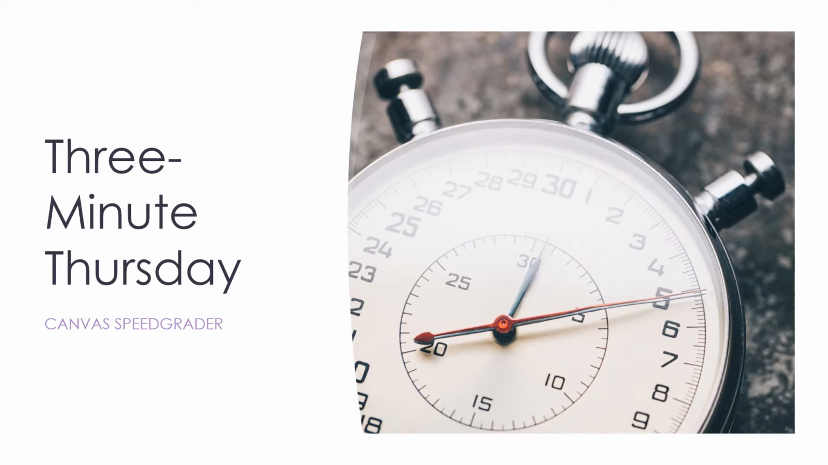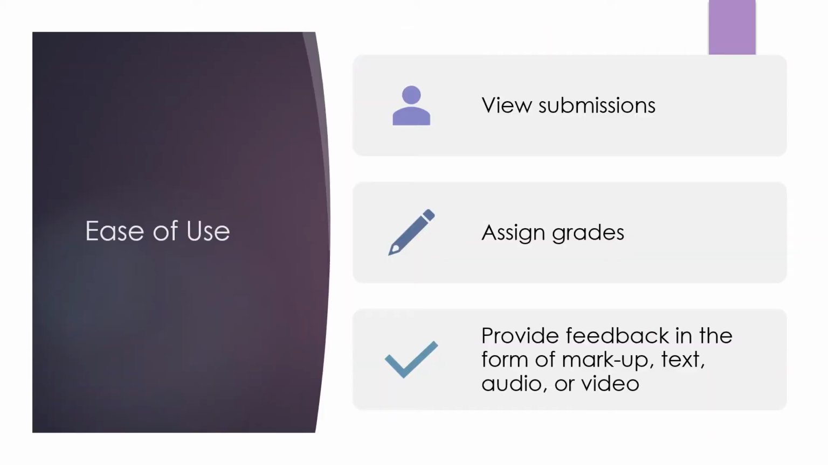For this Thursday's 3-minute tip, we will be talking about SpeedGrader in Canvas. If you have not used SpeedGrader yet, take a look at some of the benefits. SpeedGrader really can be a time saver since it allows you to view submissions, assign grades, and provide feedback all in one place. There are many options for feedback since you can annotate right on the submission and provide comments using text, audio, or video.